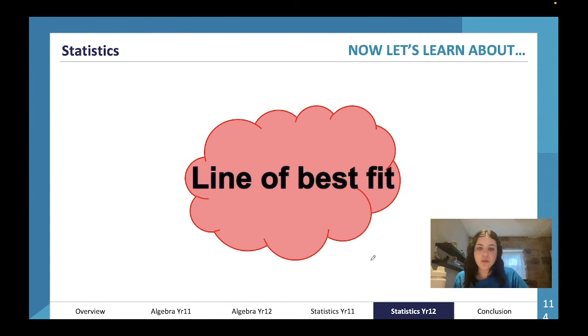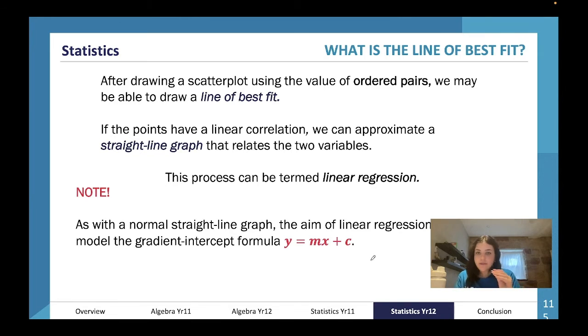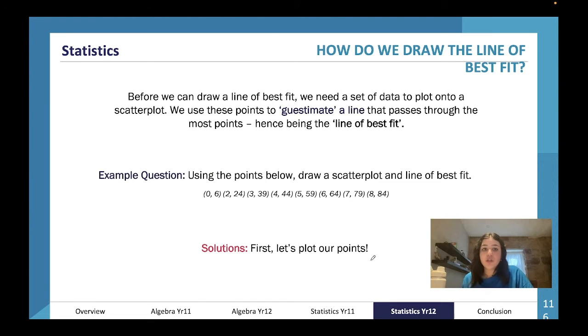We're going to move on to line of best fit. So after drawing a scatter plot, using the value of the ordered pairs, we can now draw a line of best fit. If the points have a linear correlation, we can approximate a straight line graph that relates the two variables. Now, this is called linear regression. The aim of the linear regression is to model what that line would look like if we used our gradient intercept formula, y equals mx plus c. So before we draw a line of best fit, we need some form of data. So we use these points to guesstimate a line, and then that's our line of best fit.